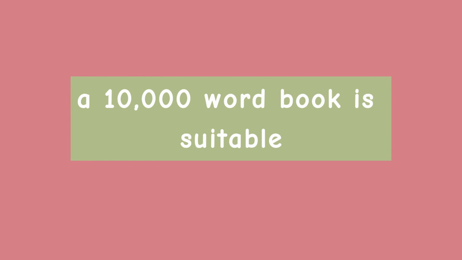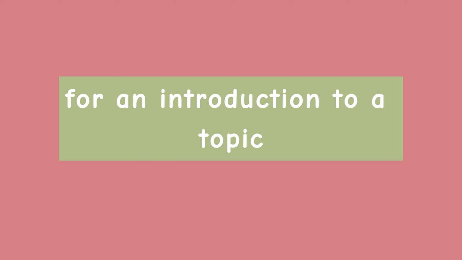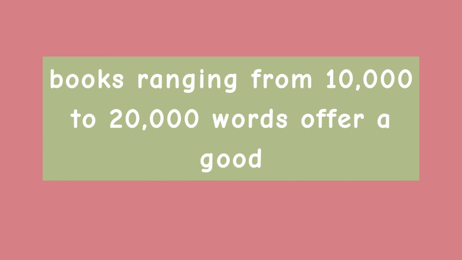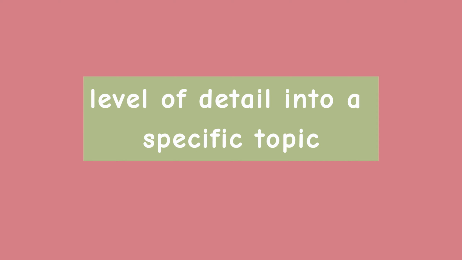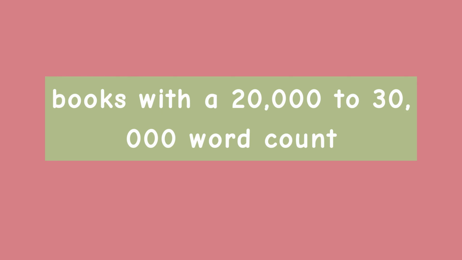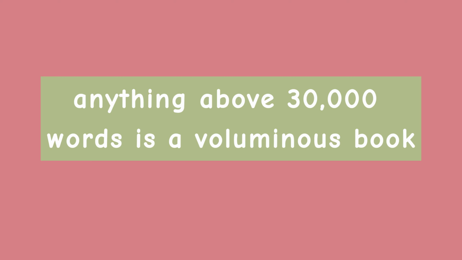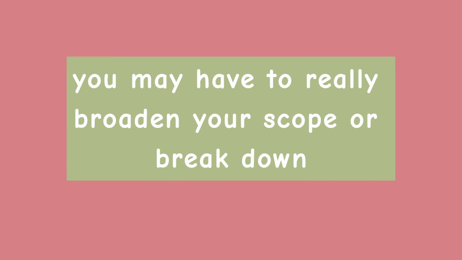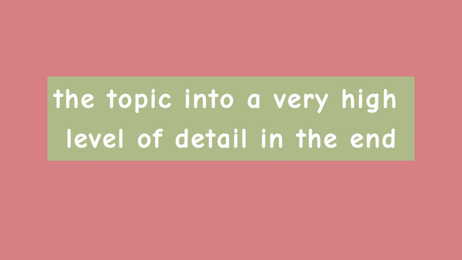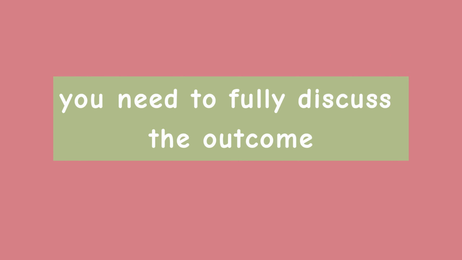Additionally, a 10,000-word book is suitable for an introduction to a topic. Books ranging from 10,000 to 20,000 words offer a good level of detail on a specific topic. Books with a 20,000 to 30,000 word count are rather complex books. They generally require more content given their word count. Anything above 30,000 words is a voluminous book. At this level, you may have to really broaden your scope or break down the topic into a very high level of detail. In the end, this level of detail will enable you to take up the space you need to fully discuss the outcome.